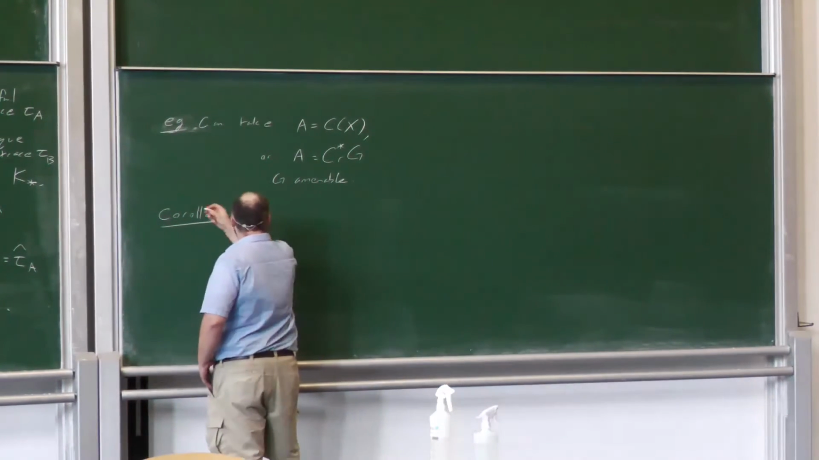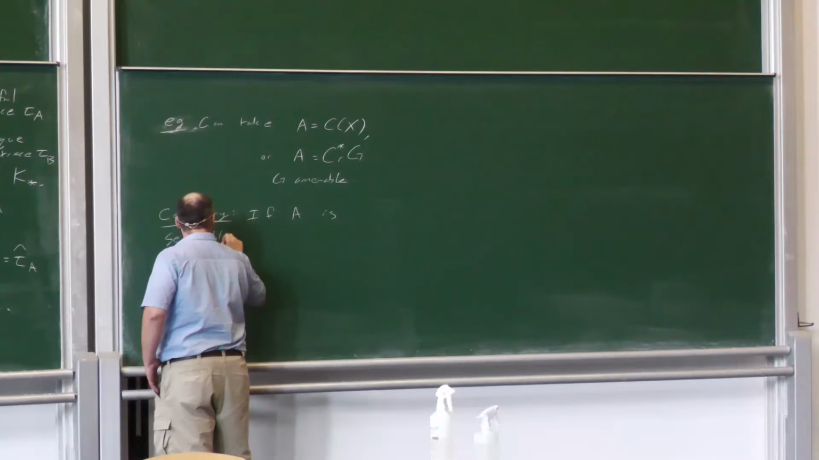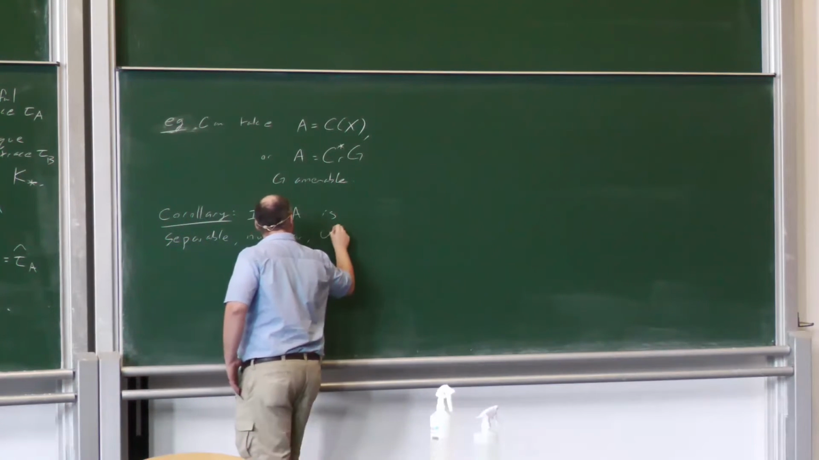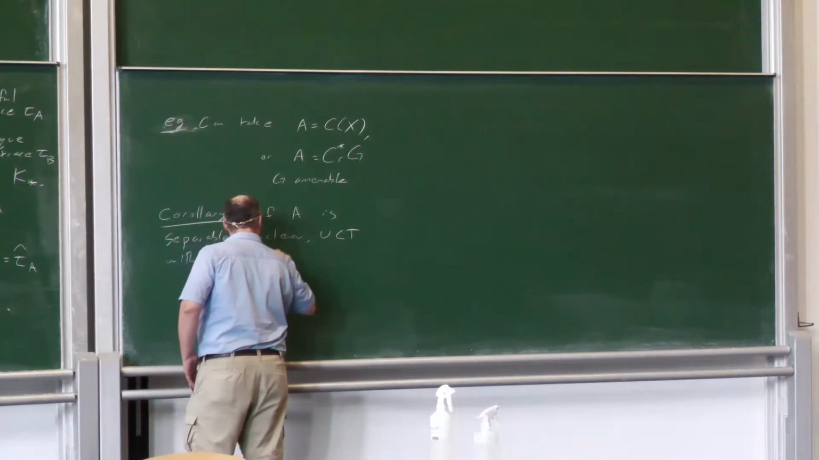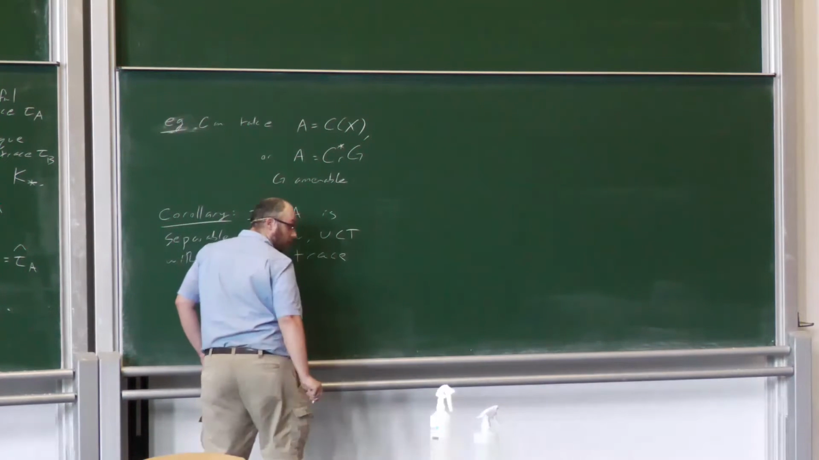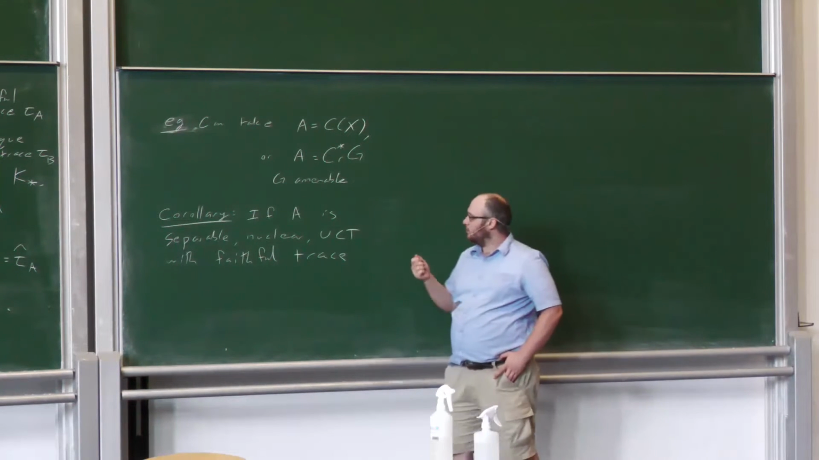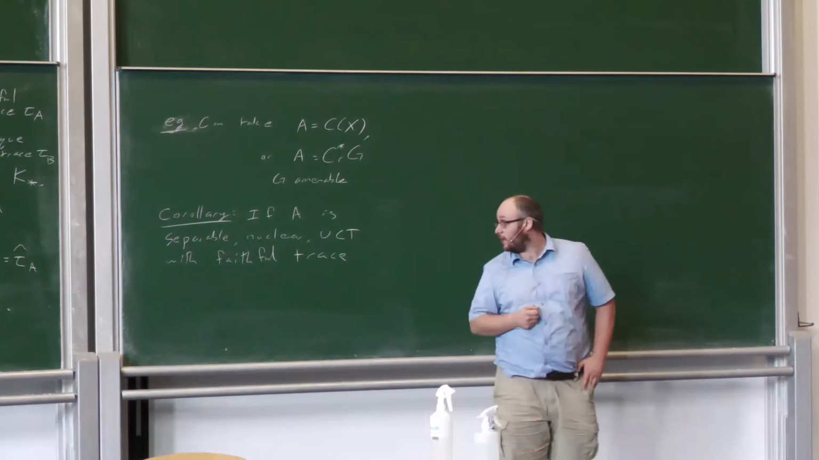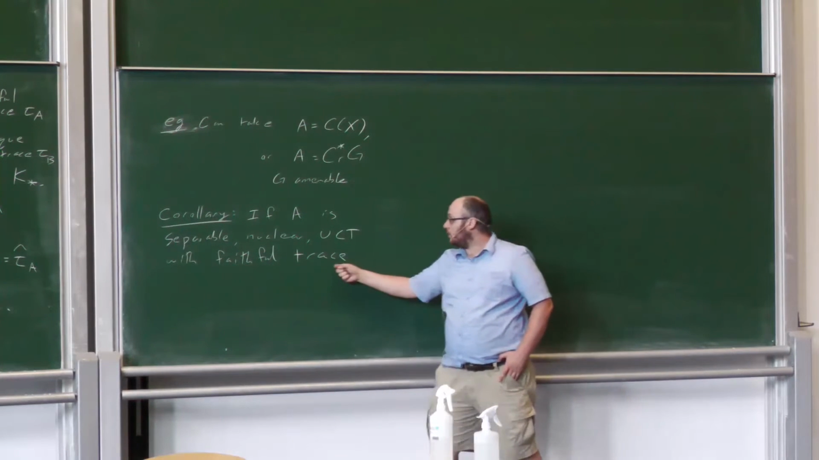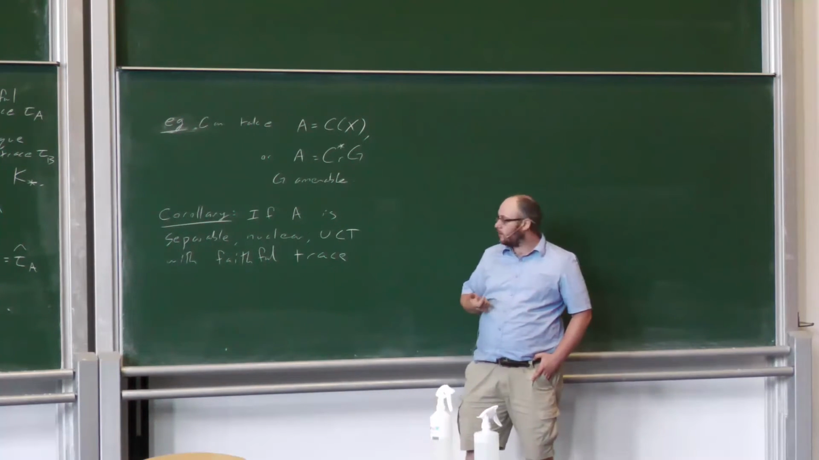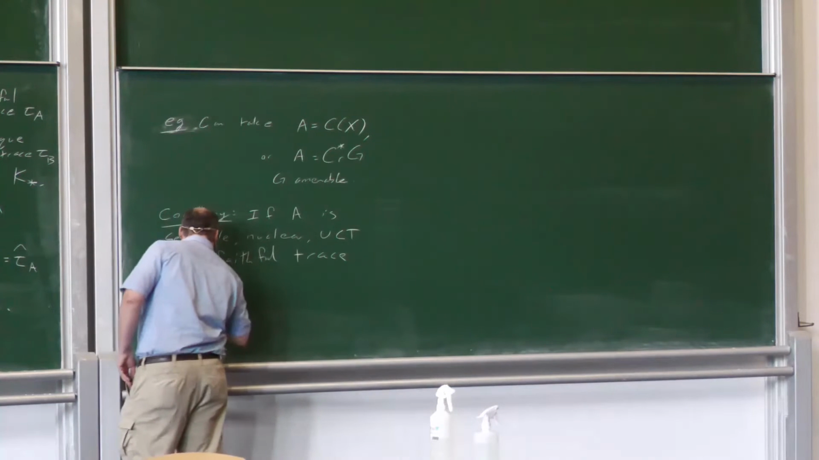So the consequence of this: if A is separable, nuclear, UCT, with faithful trace. There's this long-standing problem of Blackadar and Kirchberg asking if every separable nuclear stably finite C star algebra embeds into an AF algebra. This faithful trace condition you can think of as a very strong form of stable finiteness. So under that strong finiteness and the universal coefficient theorem, this Blackadar-Kirchberg problem has a positive answer.